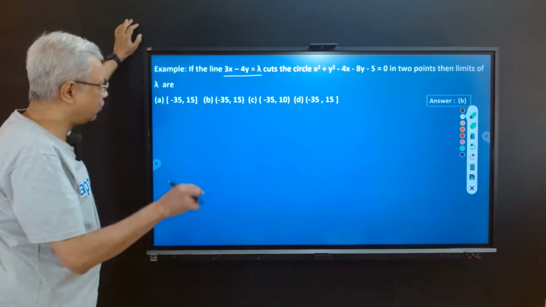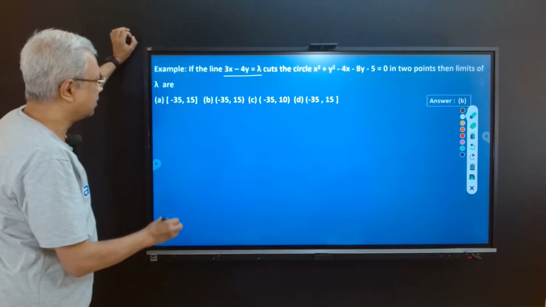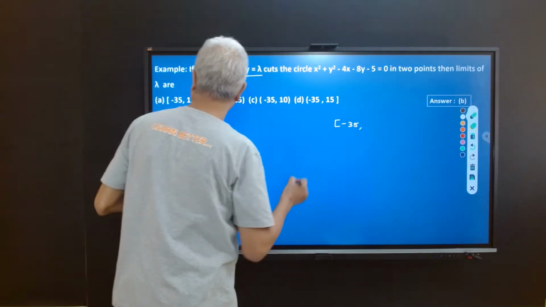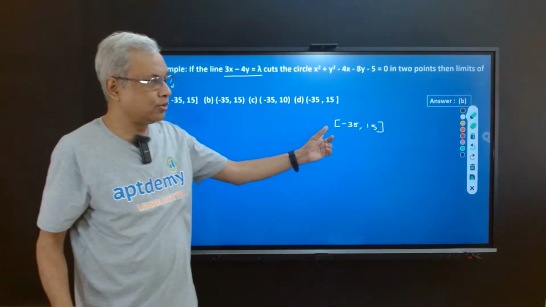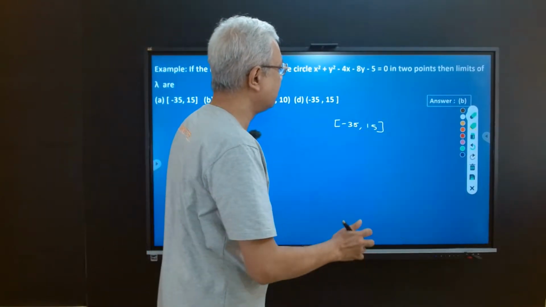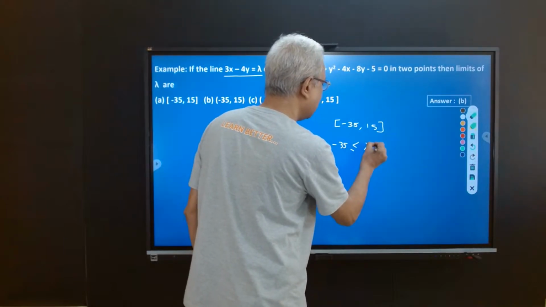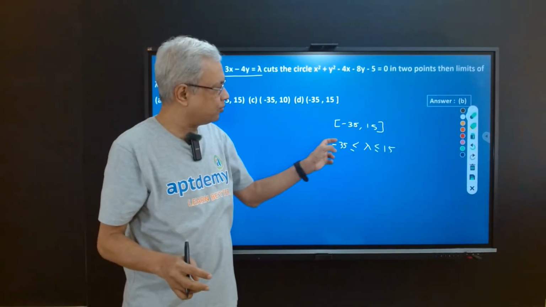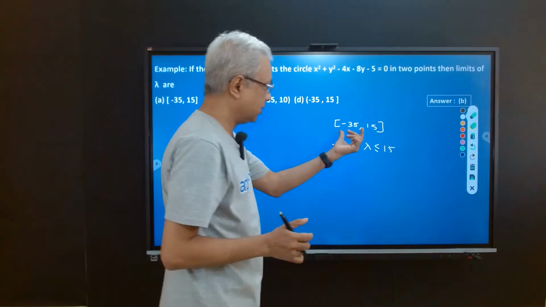So before we go into the problem, let us recapitulate what this symbol means. When I say lambda lies in the closed interval minus 35 to 15, that means lambda can take a value in the range minus 35 to 15, including minus 35 and 15. That means lambda is greater than or equal to minus 35 but less than or equal to 15. This symbol is another representation of this inequation.